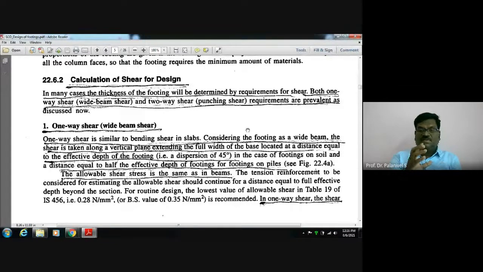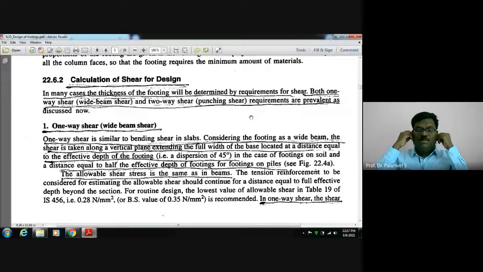Compare the thickness requirement from the shear point of view with that from the bending moment point of view. The shear requirement will be high, so obviously you have to take that thickness. That's what I mentioned here: in many cases, the thickness of the footing will be determined by requirements for shear.